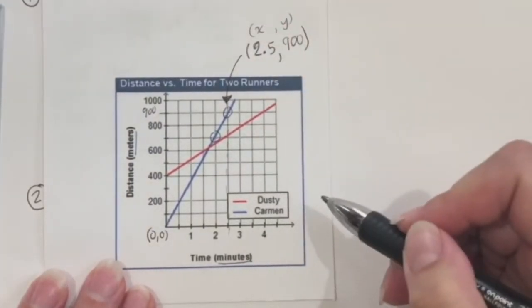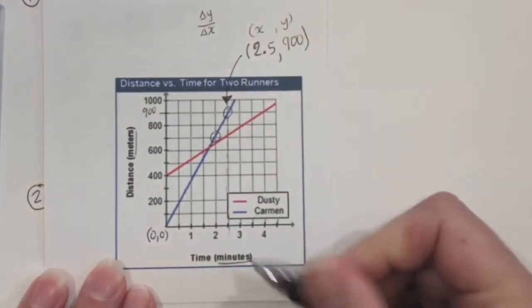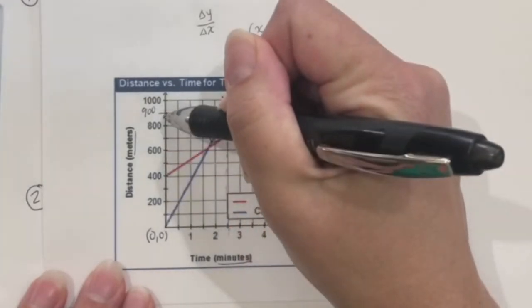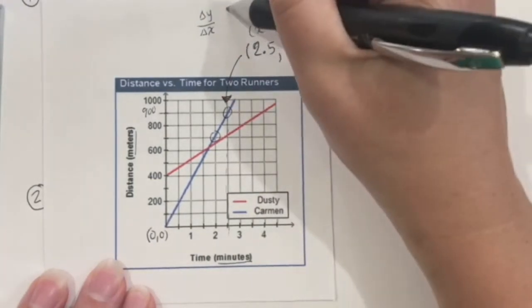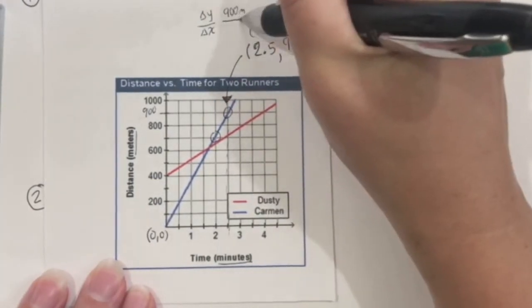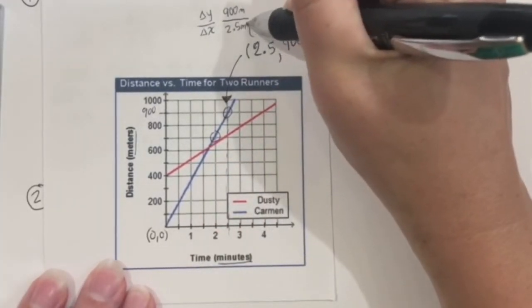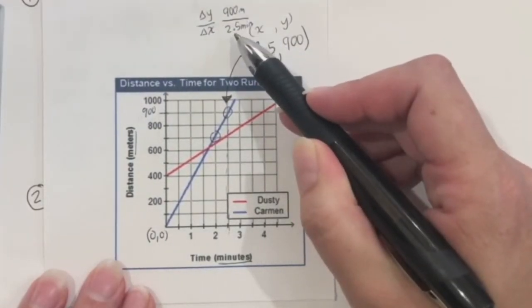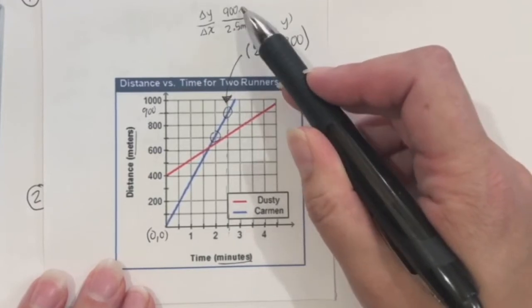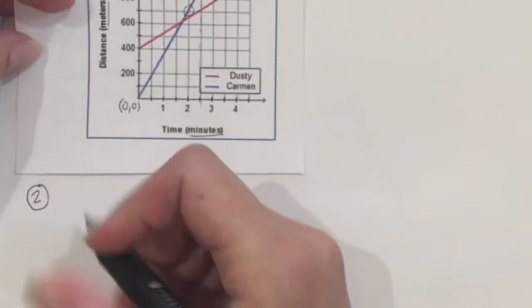Now we can rewrite that as change in y over change in x, which is how far up we went divided by how far over we went. So we went up 900 meters on the graph, and we went over 2.5 minutes, and then we just need to divide that to get the unit rate. And the unit rate will tell us the speed in meters for every 1 minute, or meters per minute. I'm going to go ahead and write that down here to show my work.